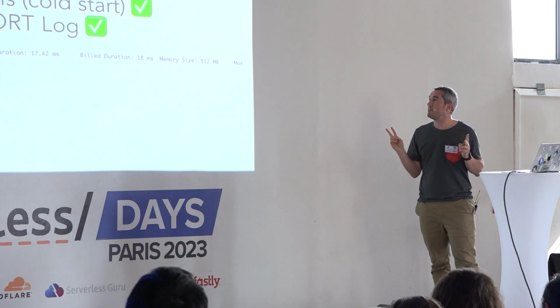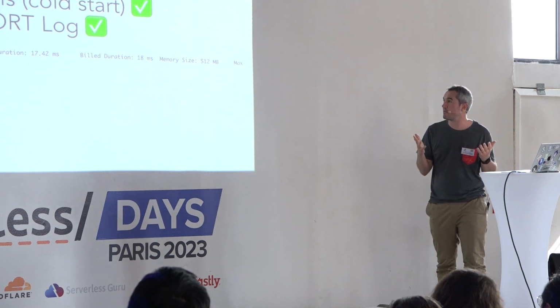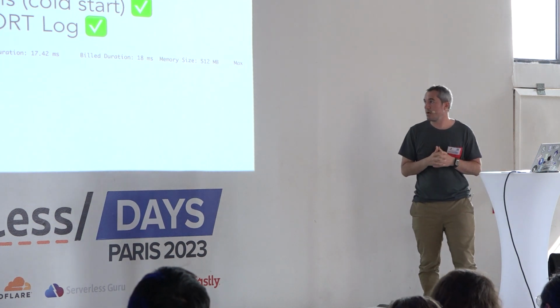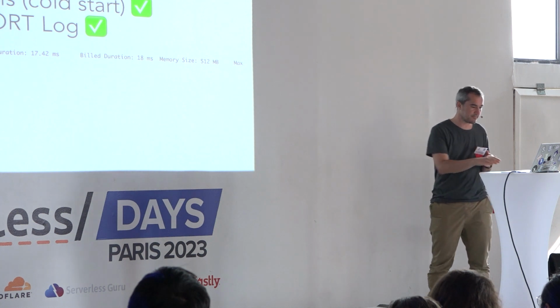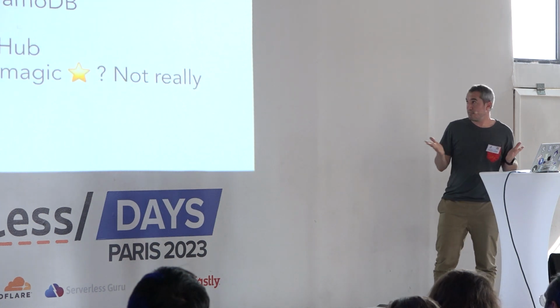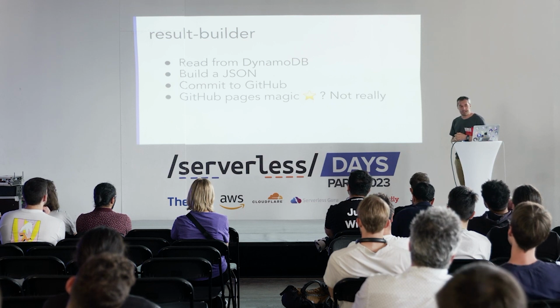Cool. So now the first 2 parts are OK. We invoke our function, we read the report log line, and every piece of useful information is in DynamoDB. So now we need to display it. So how do we want to display it?